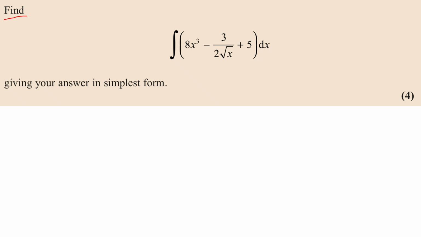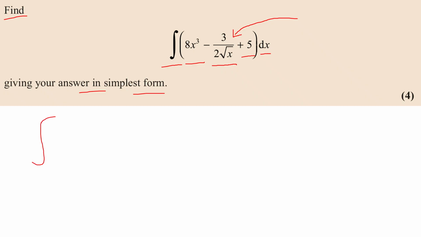Okay, we're asked to find the indefinite integral, so the integral of 8x cubed minus 3 over 2 root x plus 5 dx, with respect to x, giving your answer in simplest form. So here I'm obviously going to be integrating the function. The first step here is to write this horrible looking fraction in index form, so in power form.